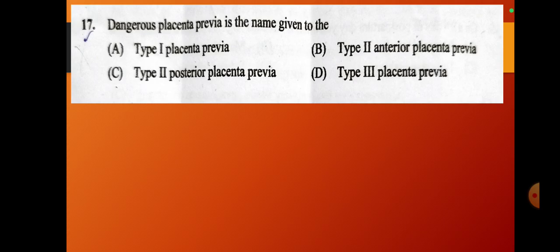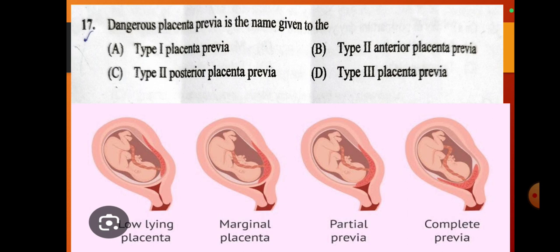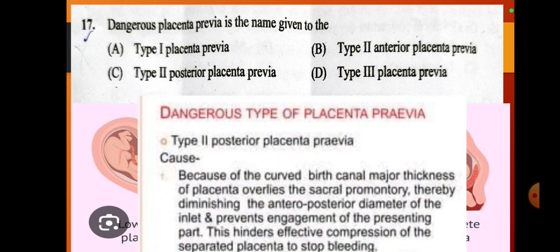Next, dangerous placenta previa is the name given to: option A, type 1 placenta previa; option B, type 2 anterior placenta previa; option C, type 2 posterior placenta previa; option D, type 3 placenta previa. There are 4 types of placenta previa: low-lying placenta, marginal placenta, partial previa and complete previa. The dangerous type of placenta previa is type 2 posterior placenta previa.